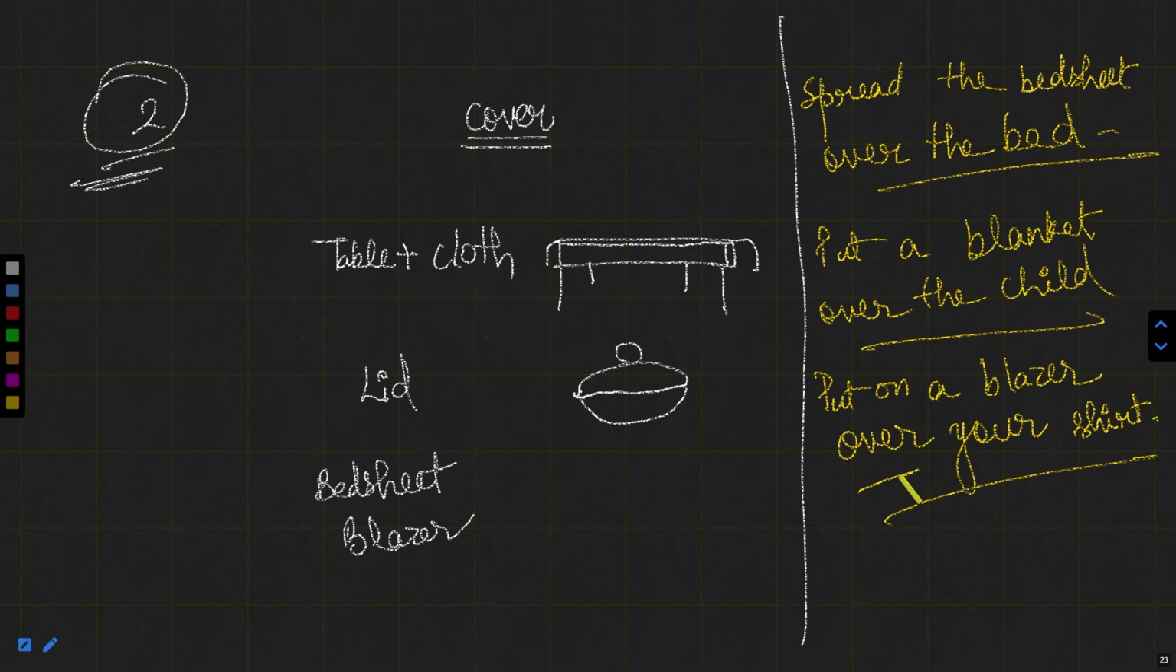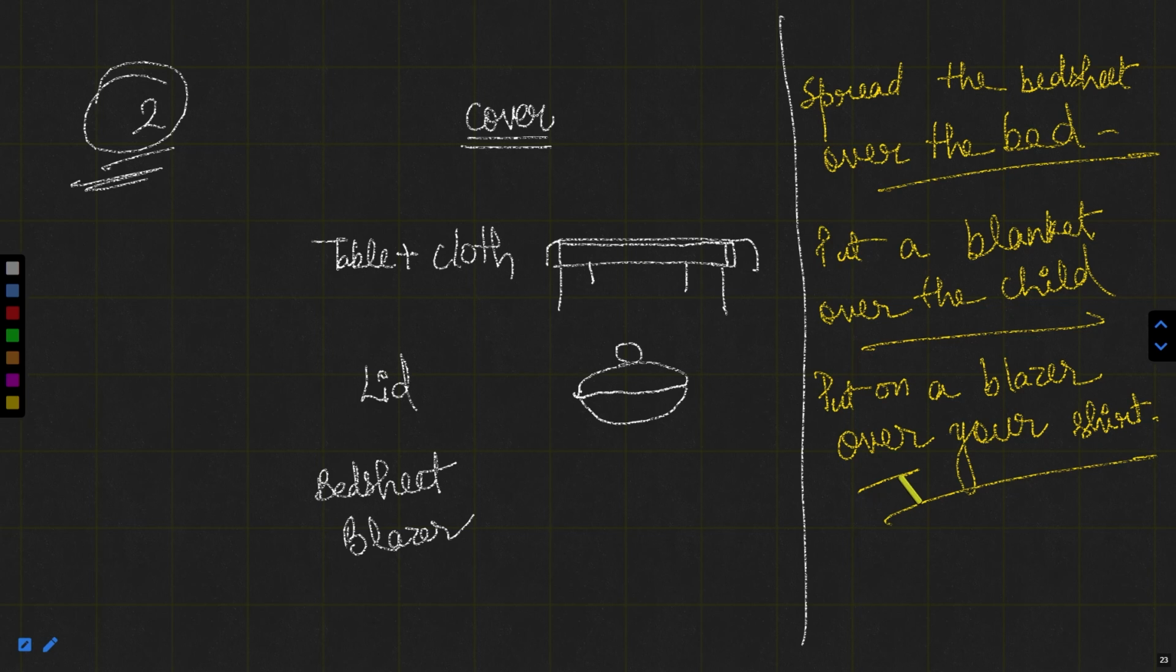Now you must have heard a word that is overcoat. What does an overcoat do? It covers you, therefore we call it overcoat. So if I say put a blanket over the child, it means just cover the child with that blanket. So I'm using the preposition over. So these are some ways where we can use the preposition over.